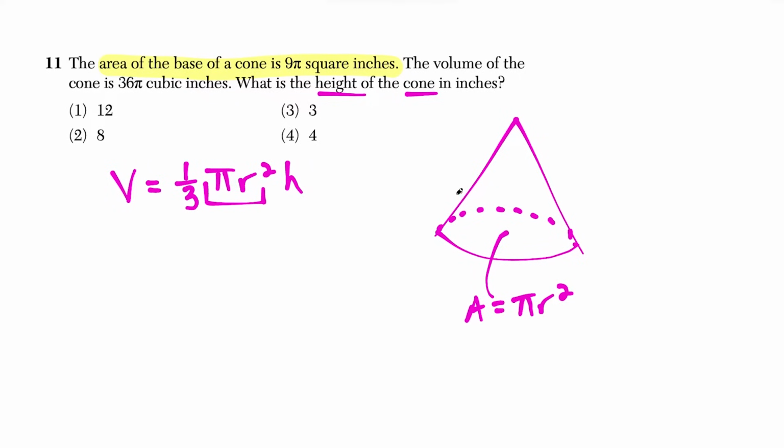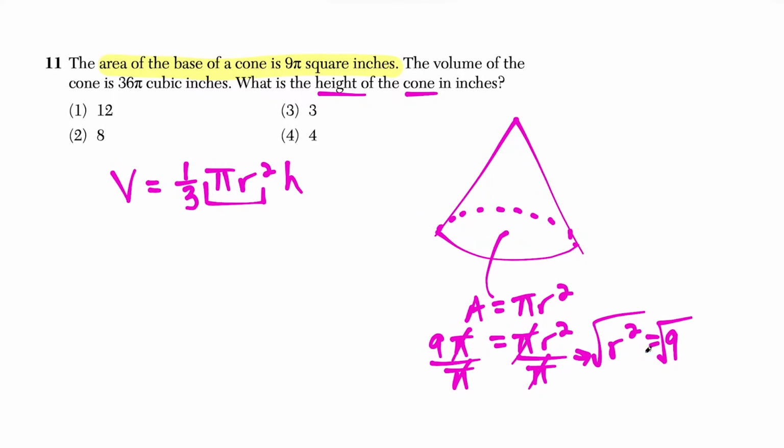Or what we could do is we could say the area of the base is 9 pi, and we could plug in for the area and say 9 pi equals pi r squared, and we could use that to solve for the radius. So if we do it this way, we divide both sides by pi like this. Pi over pi cancels on both sides, and it tells us r squared is equal to 9. And then we take the square root of both sides, and this will tell us that r is equal to the square root of 9, which is 3. So now we have the dimension for the radius. So we could just plug everything in nicely here. So we have now that the radius is equal to 3 inches.